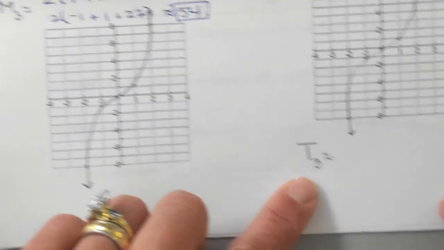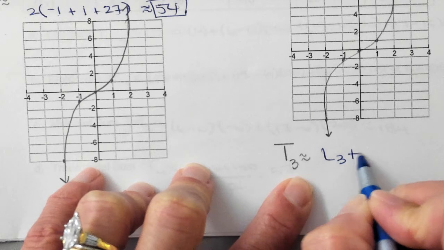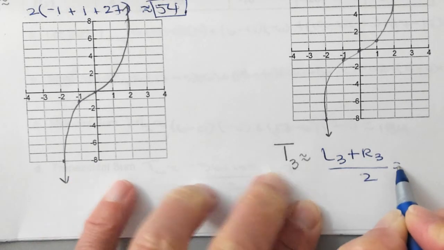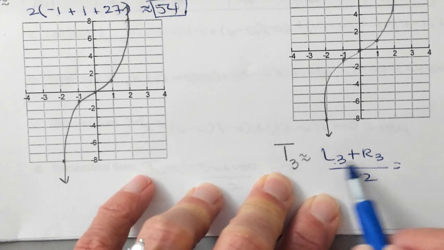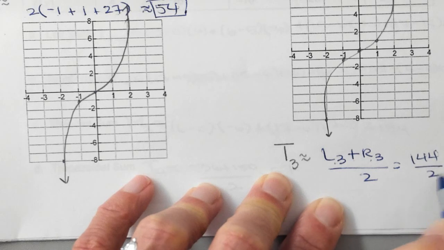Okay, our trapezoidal is going to be our left endpoint value plus our right endpoint value divided by 2. So when I added those two together, because this was 0 and then this is 144, this is 144 divided by 2, which is approximately 72.